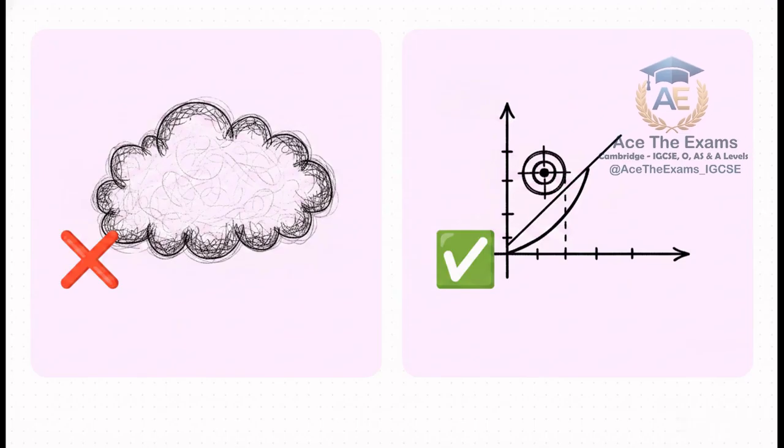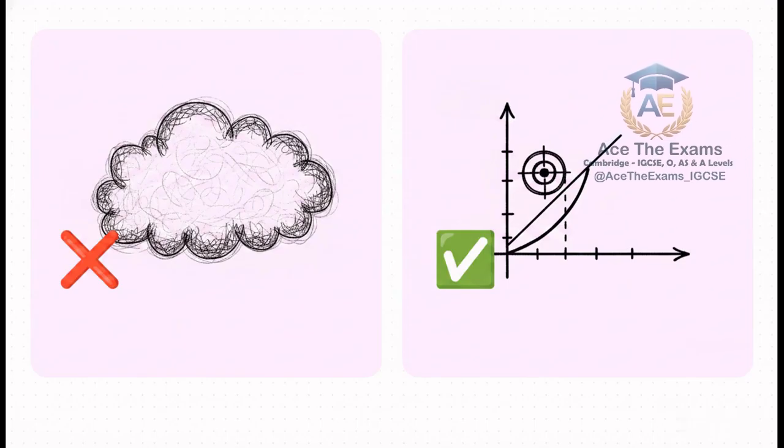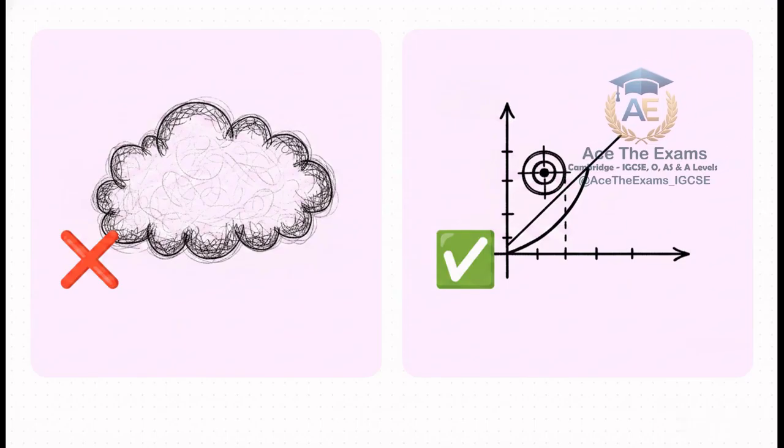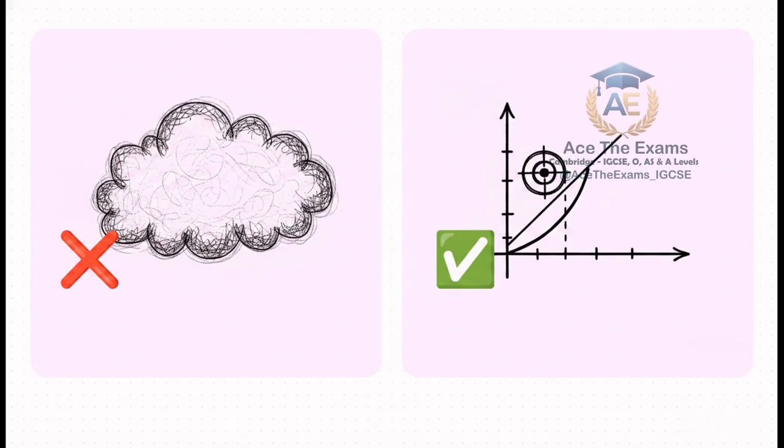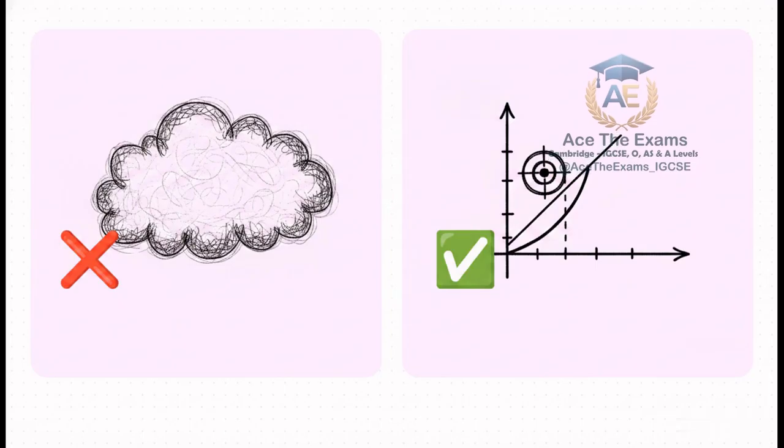For example, instead of writing something simple like the line goes up, we need to state the derived function is positive, indicating an increasing rate of change. That level of precision in your vocabulary demonstrates the exact evaluative skill the examiners are so desperate to see.